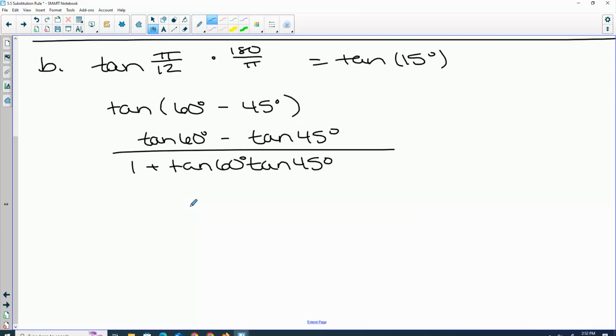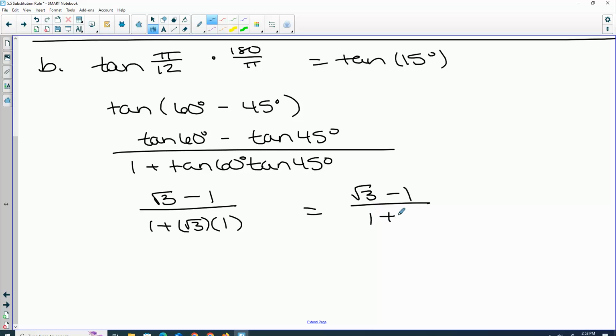Remember, tangent is square root of the top over square root of the bottom. So the tangent of 60 would be radical 3 over radical 1, which is radical 3. Tangent of 45, radical 2 over radical 2, is 1. So we have radical 3 minus 1 over 1 plus radical 3 times 1.